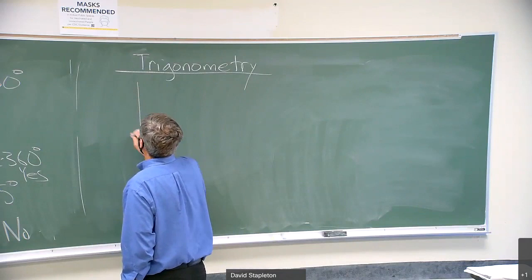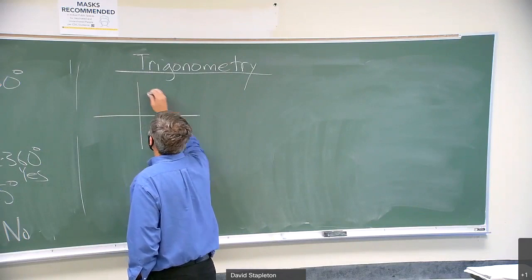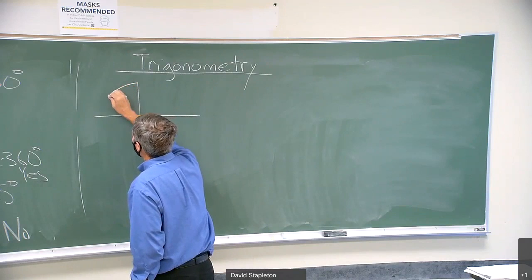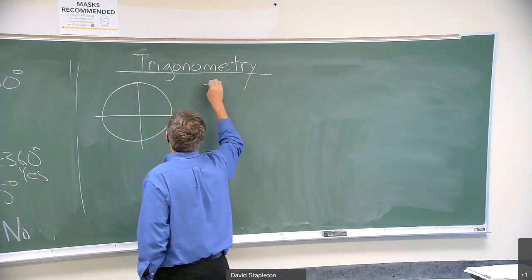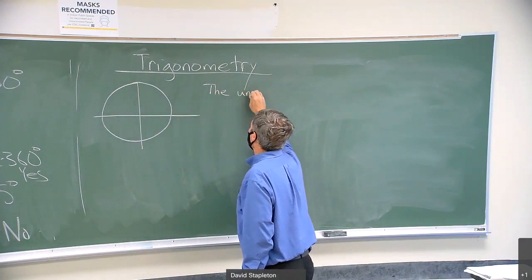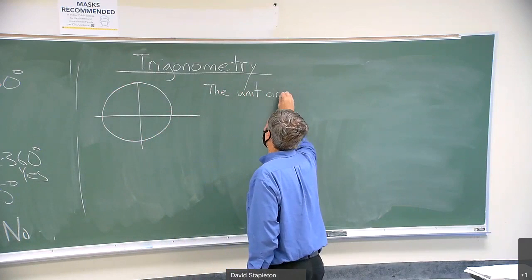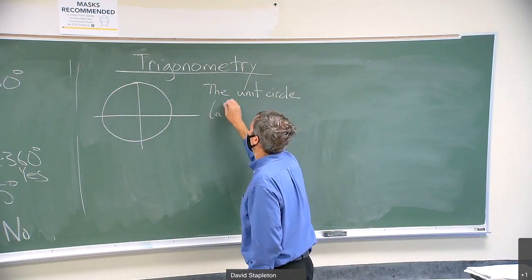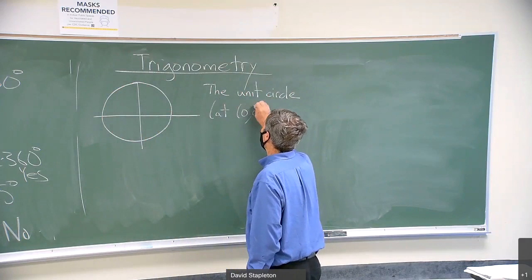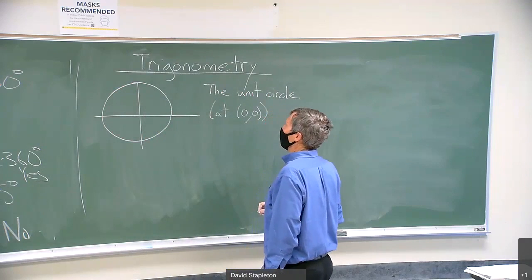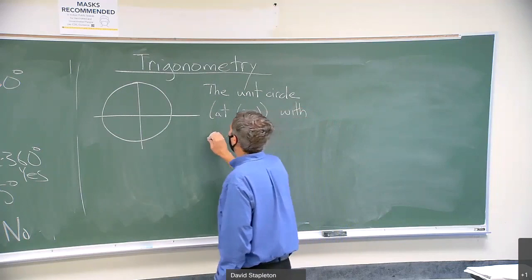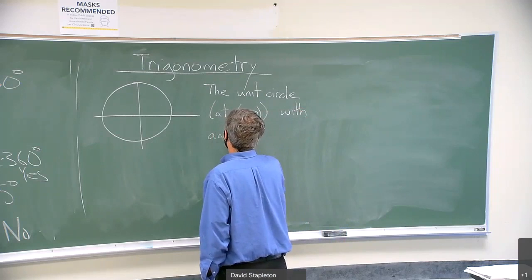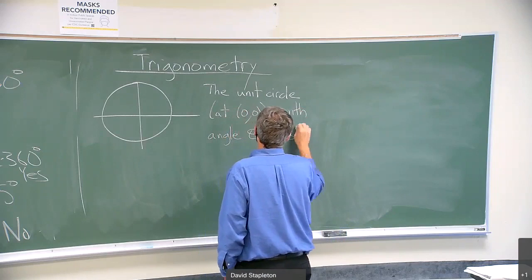And we'll say, suppose we take a unit circle, which means a circle of radius 1, and for simplicity, we put its center at the origin. So the unit circle is generally assumed to be at the origin. Put it up at the origin with angle theta in standard position.